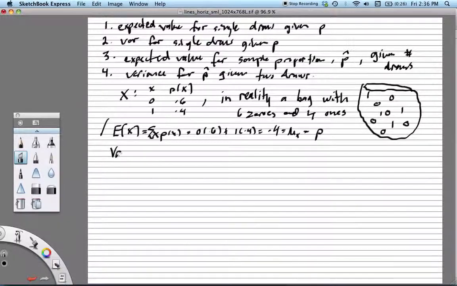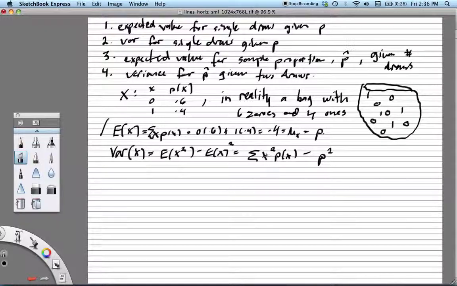Okay, then we want to get the variance of x. Well, we know that the variance, as we've seen in other videos, is just the expected value of x squared minus the expected value of x, squared. In our case, this is going to be the sum of x squared p of x minus, well, we already have computed what this is. The expected value of x is just p. So we can say that we're taking away p squared.